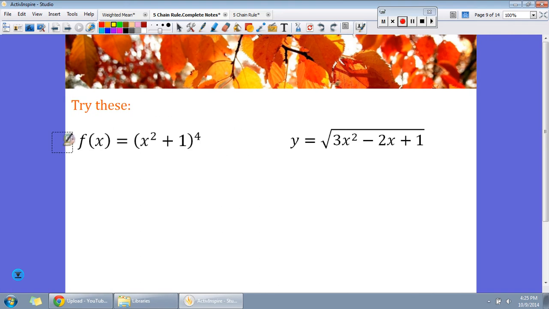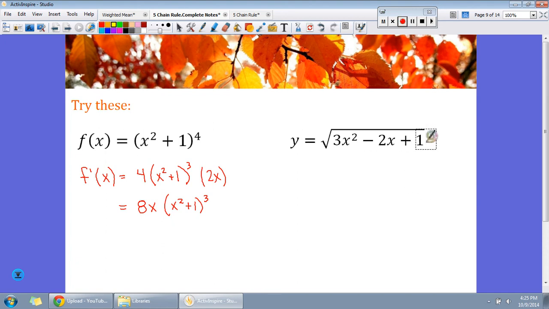Okay. For f of x, we're going to take the 4 and bring it down in front, and then we're going to multiply by x squared plus 1 cubed because we're subtracting 1 from our exponent. But that's not the only thing. You have to multiply by the derivative of your inside function. So multiply by 2x. 2x times 4 is going to be 8x times x squared plus 1 cubed.